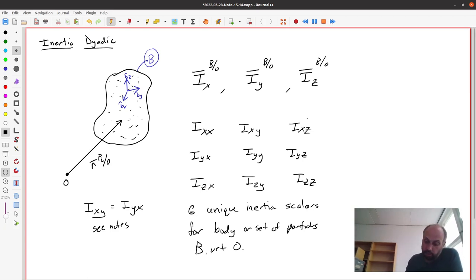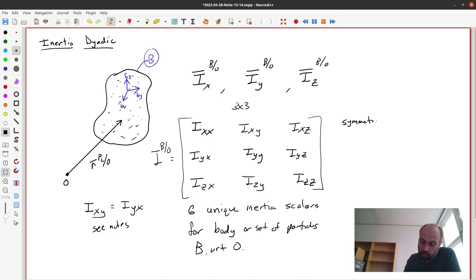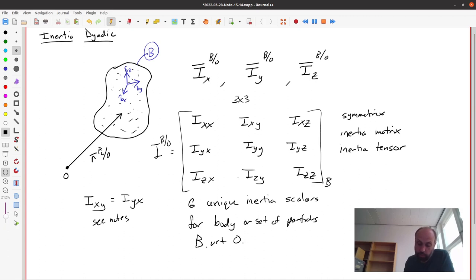These are typically then presented as a matrix or a tensor. So I of B with respect to O, you have a 3x3 matrix here of these inertia scalars. It is symmetric and often called the inertia matrix or inertia tensor. The rows and columns are associated with the x, y, and z unit vectors of this body B. And then remember, it is all with respect to the point O that we calculate these numbers. I'll put a subscript B so we know that that's tied to this reference frame and the unit vectors of B. So this should look familiar from your prior dynamics class. We can use the principles of the inertia vector to arrive at an inertia matrix.